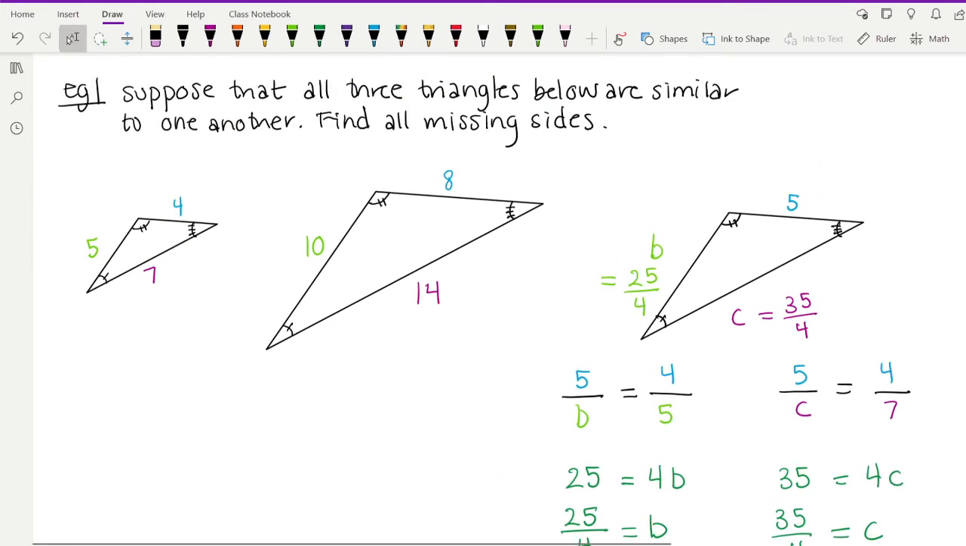Again, these will come up throughout the quarter, especially we'll be looking at similar triangles that are also right triangles, and we'll see those in another video a little bit later this week.